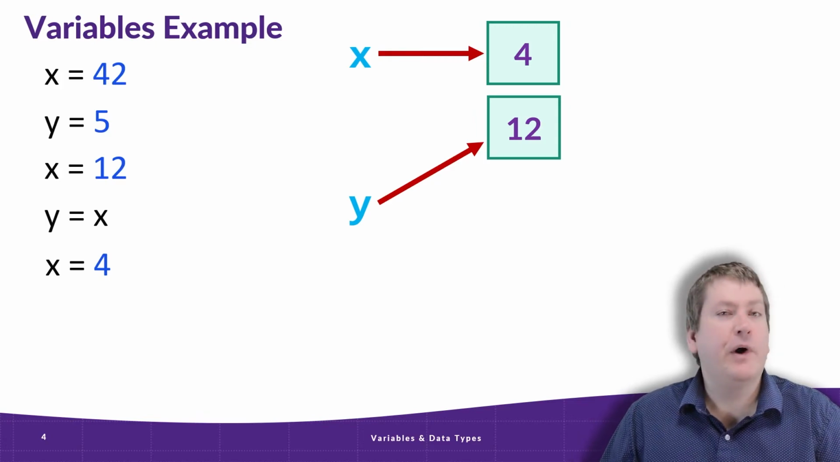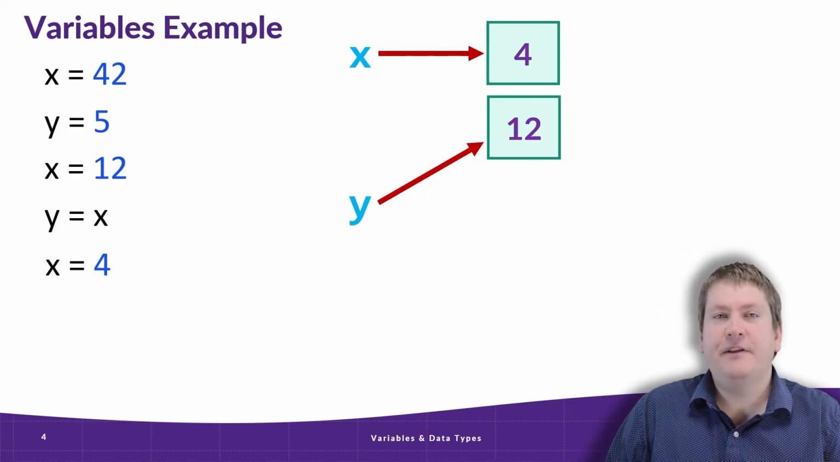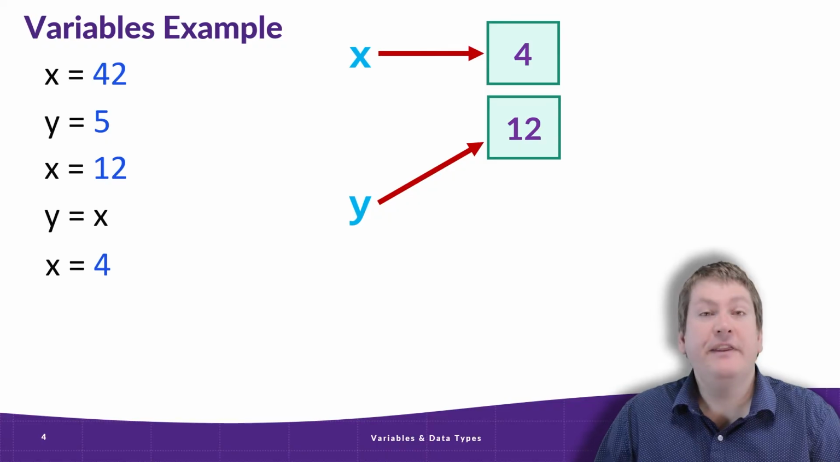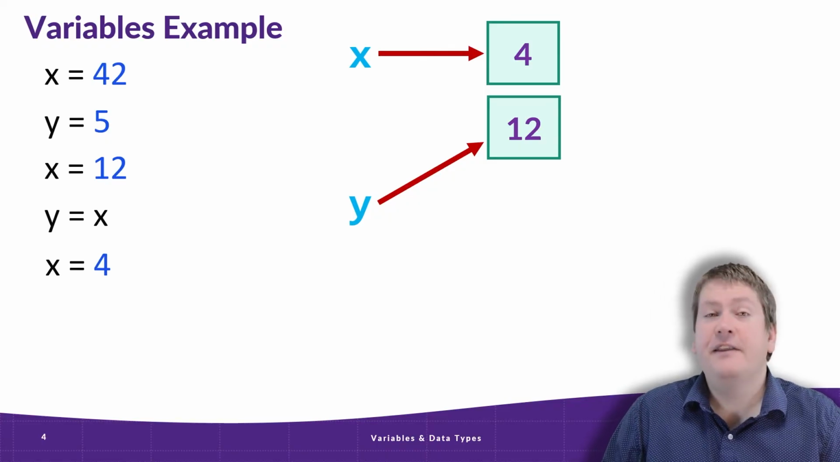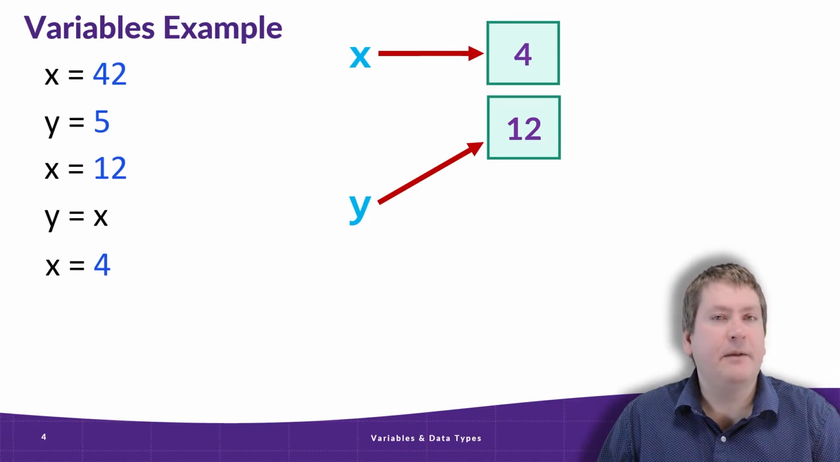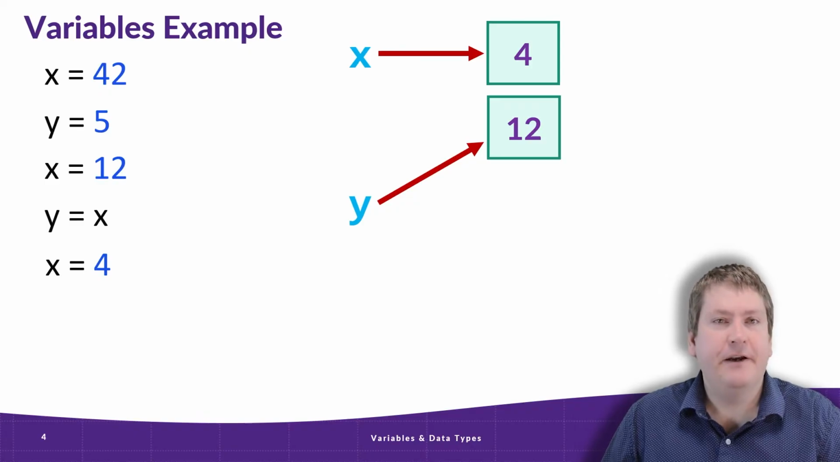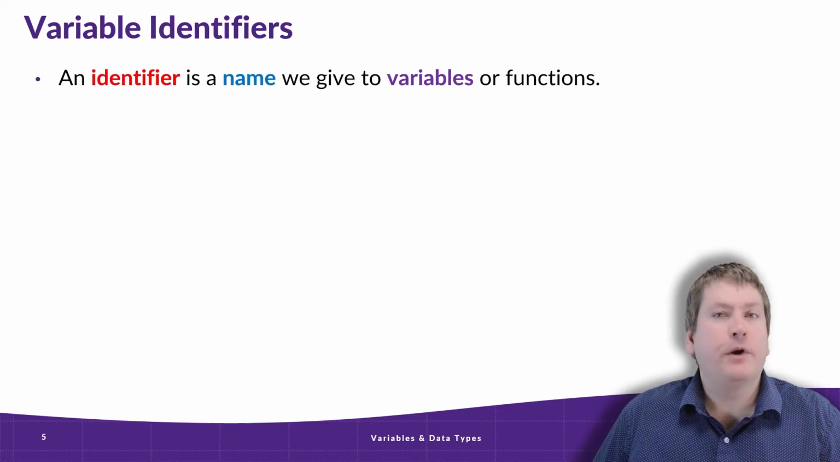Now this is sort of a nuanced view of how variables work in Python. It explains a little bit about how it works under the hood, but as an overall concept right now, you can think of variables as boxes that store values that we give a label to, that we call an identifier. So I just mentioned the word identifier, but what is an identifier?